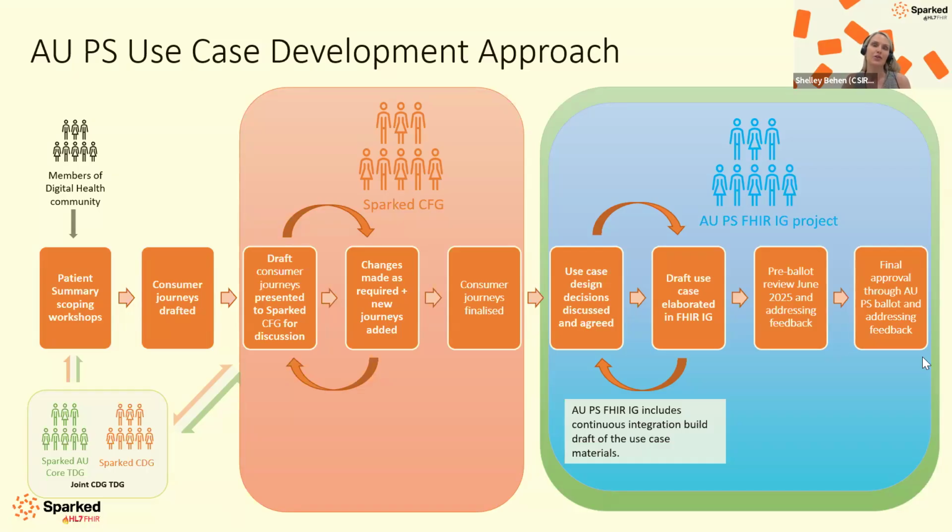So we'll aim to have a pre-ballot review around June, and this will be a crucial opportunity for us to gather some early feedback from stakeholders and address any gaps before we go ahead to formal approval. And then finally, our goal is to move towards formal approval through the AU Patient Summary ballot process, and we'll address any feedback that comes up as part of that process. So in summary, we've done the groundwork. Now we're focusing on formalizing those use cases and integrating them into our FHIR IG and getting ready for approval. And so what I'd like to do today is confirm with you guys if this approach aligns with your expectations and if there's any other key considerations that we need to factor in before we move forward.